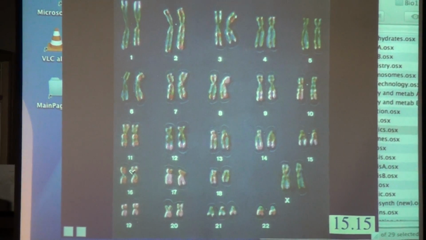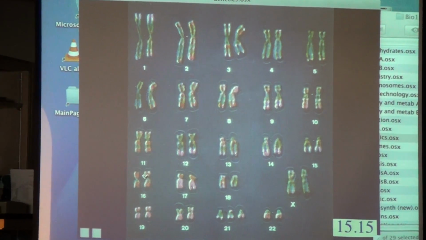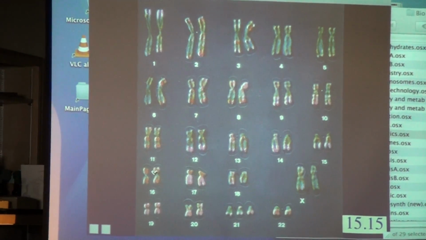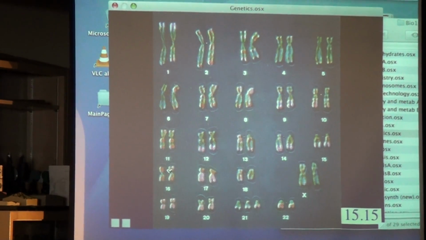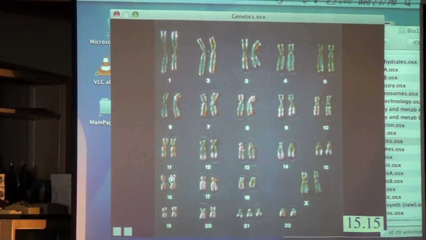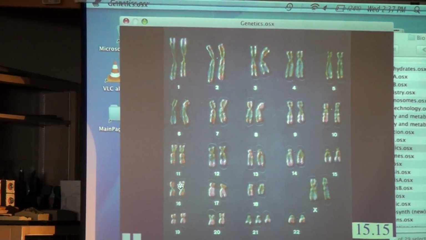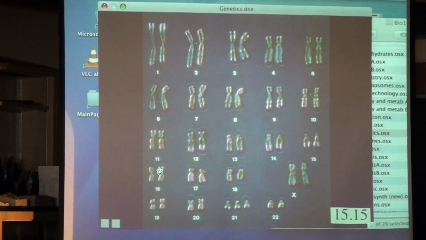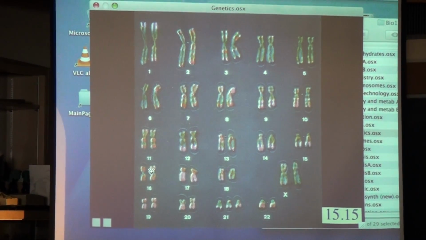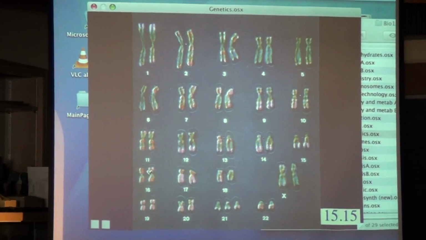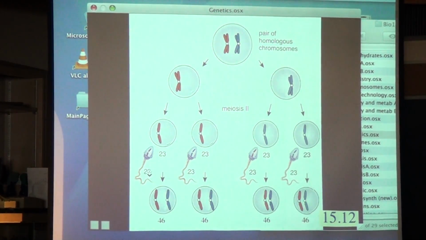So how could this come about? Well, there's something called non-disjunction that can cause it, and it comes from the parents. When the parents were making their sperm or their eggs, some of the chromosomal movements in meiosis didn't work right, so you ended up with either a sperm or an egg that didn't have the right number of chromosomes. That is non-disjunction.